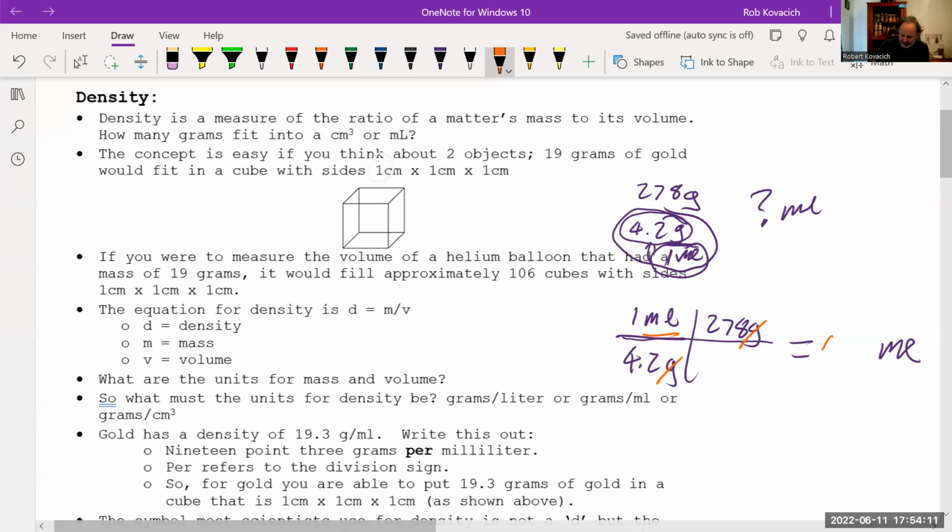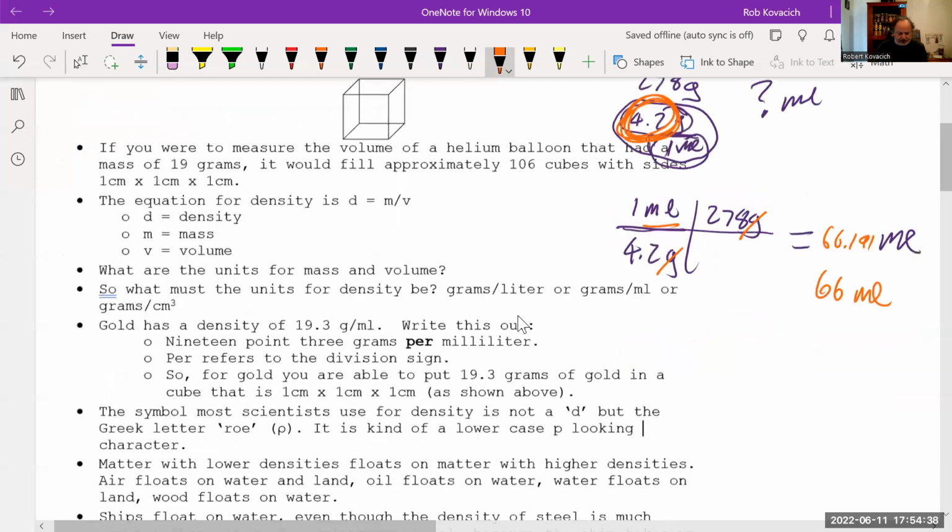In my calculator, I got 66.191 milliliters. I only have 2 sig figs from my measurements, so the answer for this is going to be 66 milliliters with proper significant figures. That's it for density calculations. There's a whole bunch of them in the book. We've got worksheets if you want to work on those.